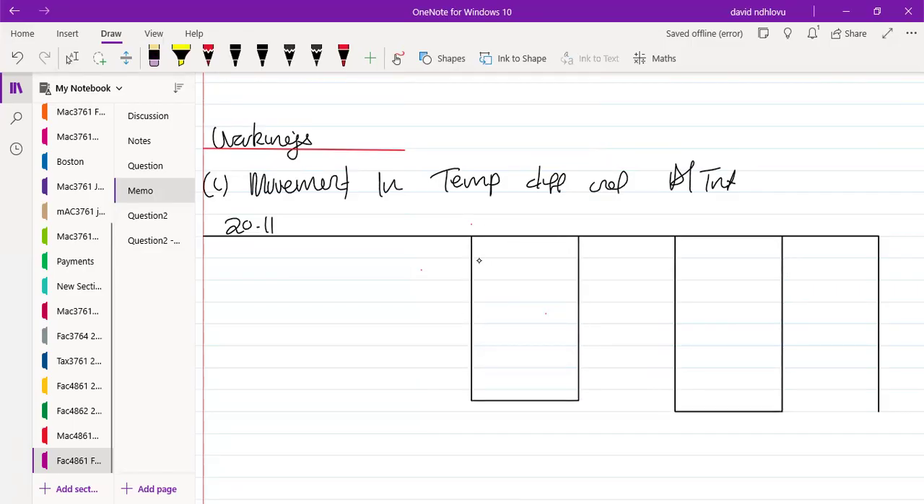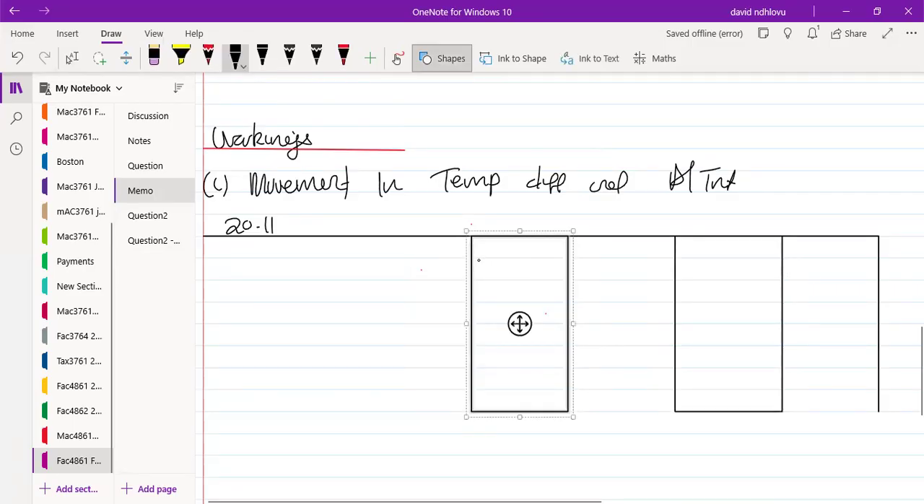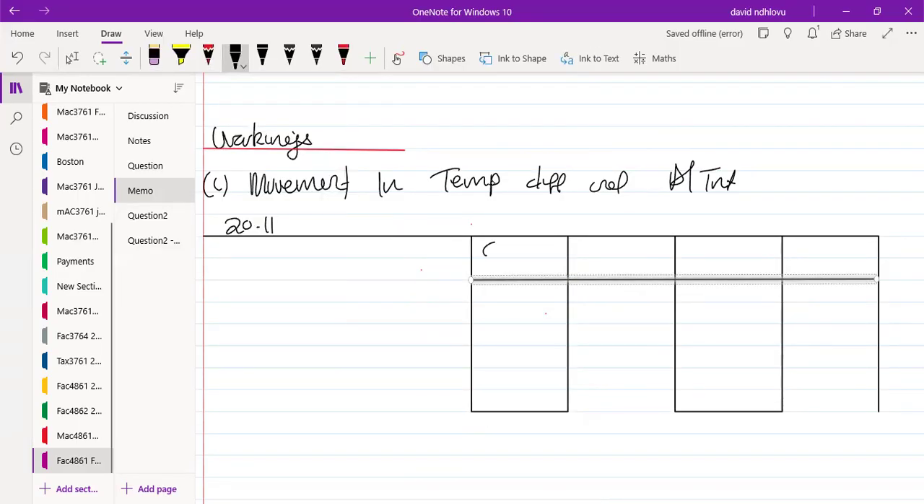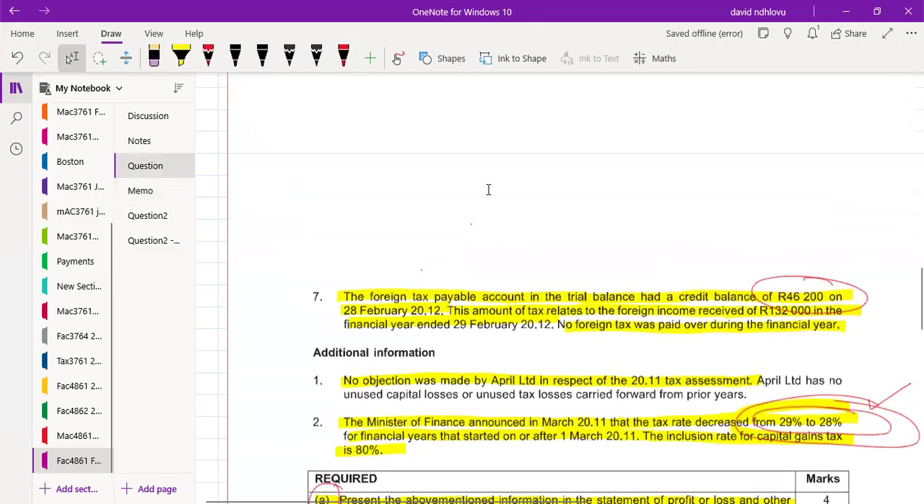Right, we have our 4 columns. We have the carrying amount, the tax base, and then the temporary differences. We go for the deferred tax assets or liability at. Right, remember there was a change in rate in this one.